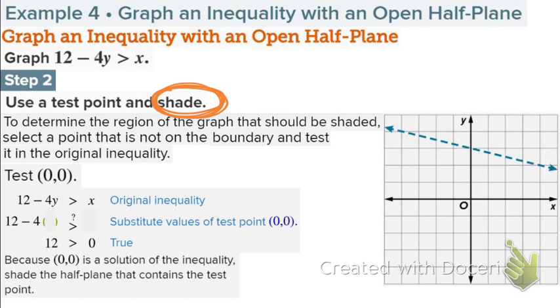Does anybody remember from the first part of class, my favorite test point is which ordered pair? 0, 0. Why do I like that one so much again? It's easy. It is literally the easiest point I could pick out. So back into the original inequality, I'm going all the way back to the problem that they gave me. 12 minus 4y is greater than x. And I'm going to substitute in 0 in the place of the y and 0 in the place of the x.